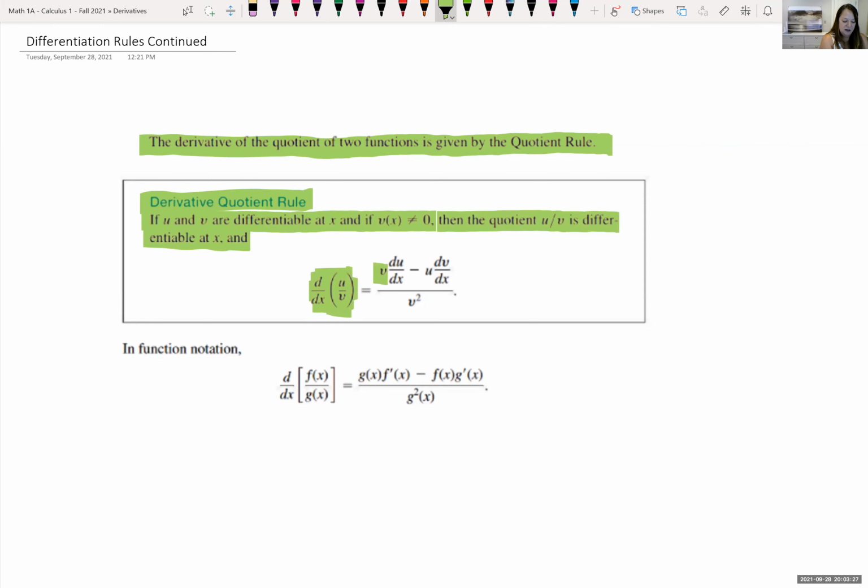So it says v, which is our original function in the denominator. Sorry, v is in the denominator. So it's our original function times du dx, this is telling me I'm taking the derivative of my numerator, u, minus, I'm going to look at my original numerator, u, that function, times the derivative dv dx. So taking the derivative of v with respect to x. And this is all over the denominator squared.